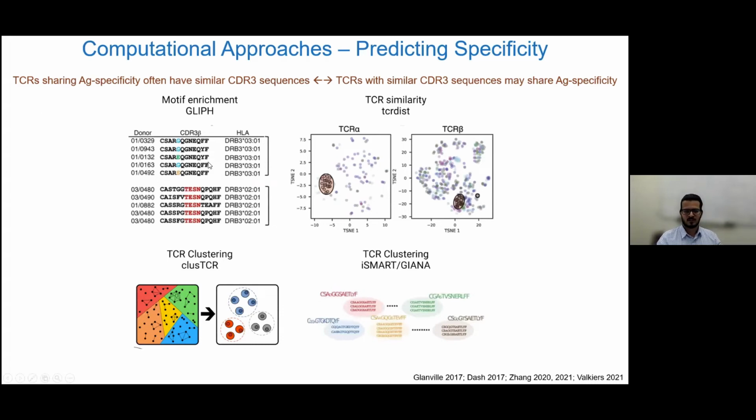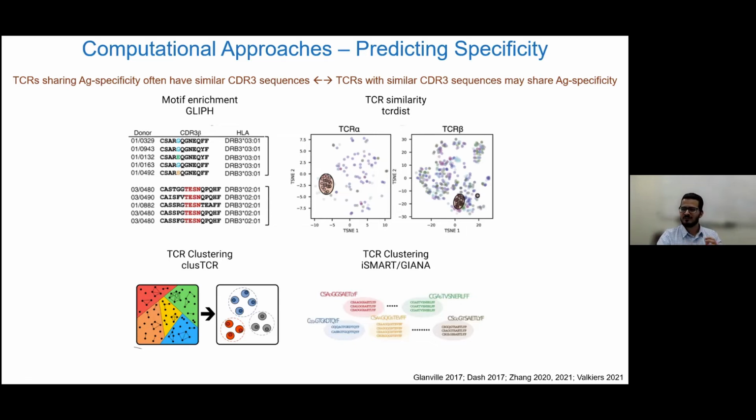And more methods such as Cluster and iSMART and GIANA were also developed along similar lines, where different features of the TCR sequences, so for example, motif enrichment within TCRs or TCR distances between highly similar or variable TCRs, or some sort of a feature-based clustering of TCRs is used to predict specificity.